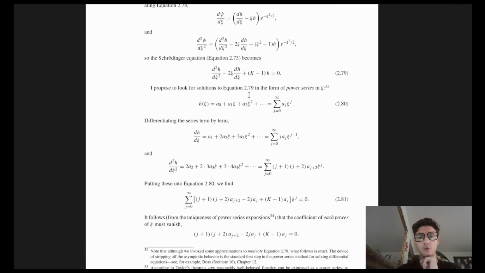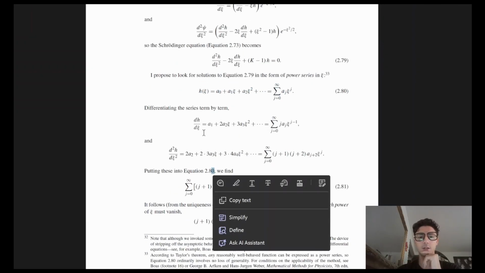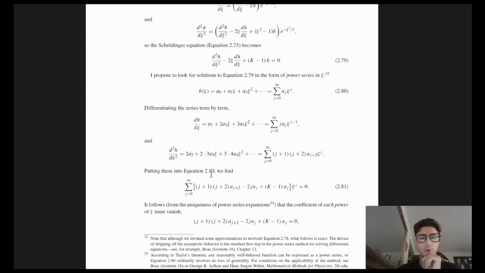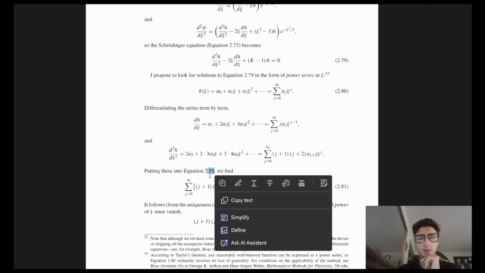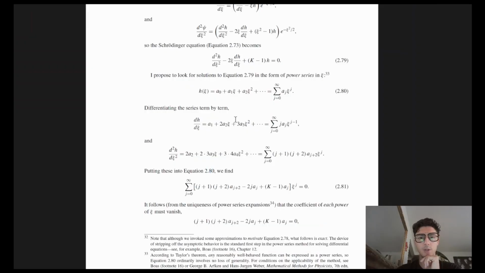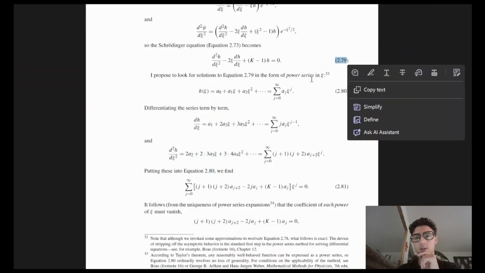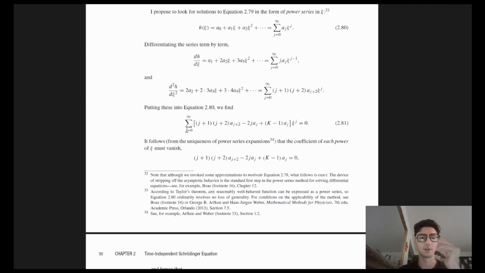Putting these into equation 2.8. I think this is actually a mistake. Check this out. Putting these into equation 2.8, we find, so he's not actually putting it in equation 2.8, because 2.8 is the first h. He meant to say putting these into equation 2.79. All right, so Griffiths, in the 4th edition, please correct this, my boy.